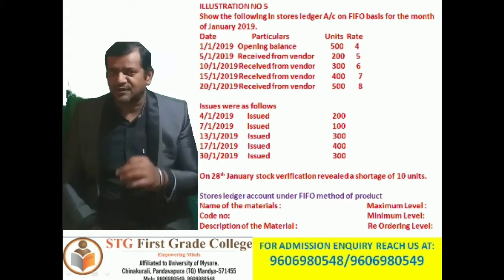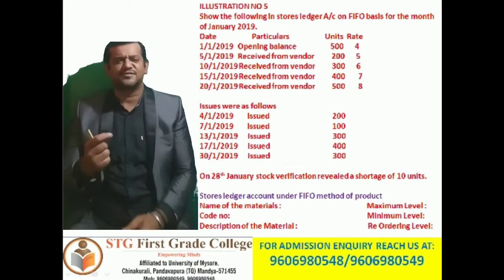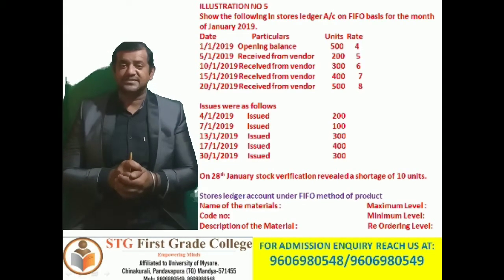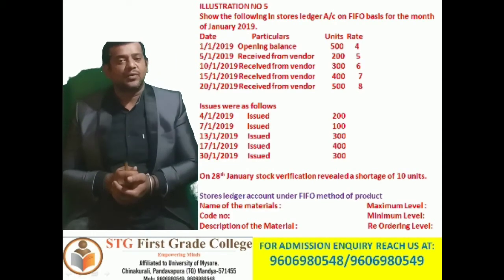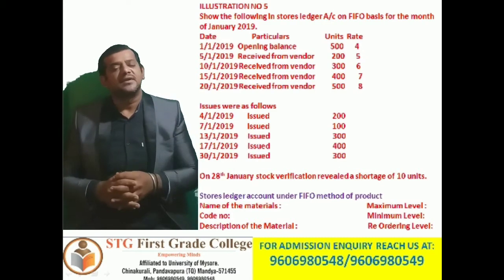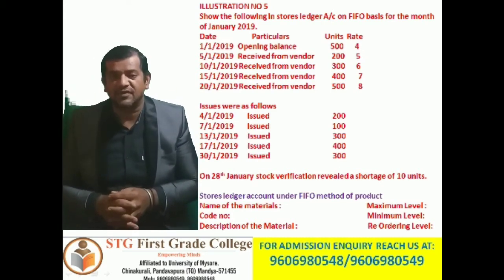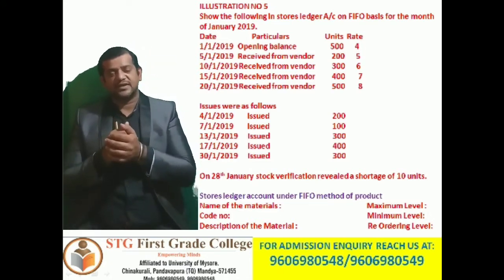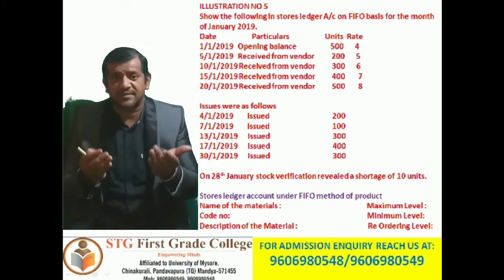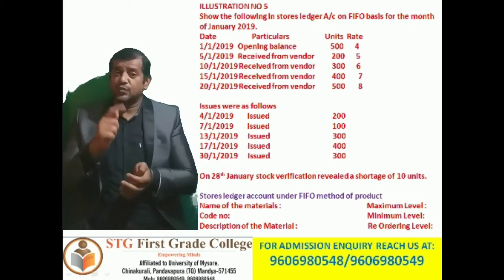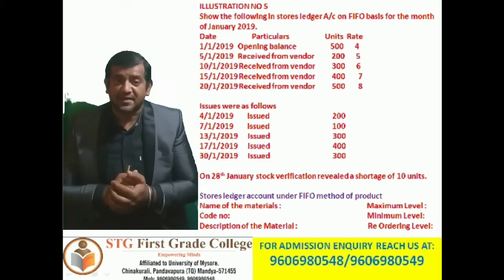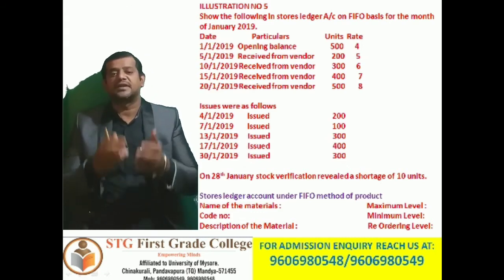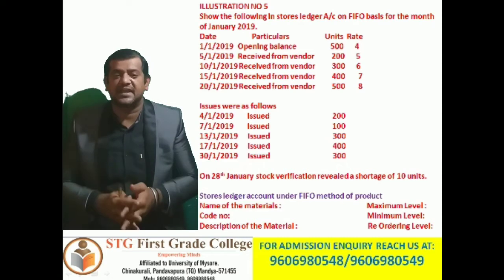So here for a question also we have to have a small table, that is the date, particulars, units and a rate. In the first part of the table, in the question they have given all which we have received from the vendor, that means purchased from the vendor, which we are supposed to record in the receipts column. So let us see in detail.